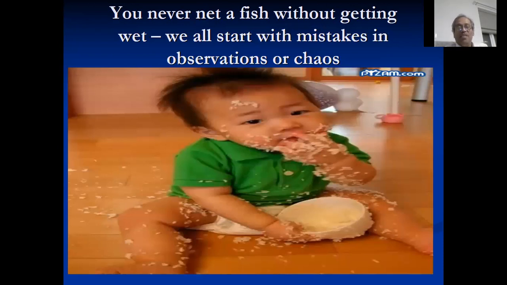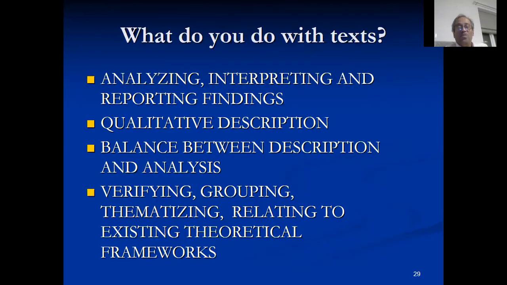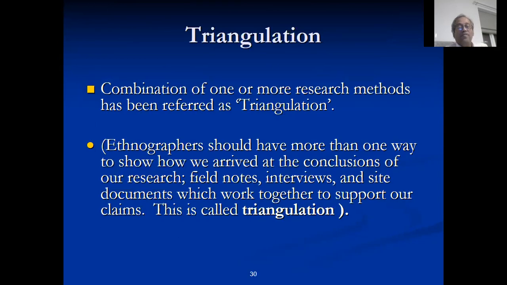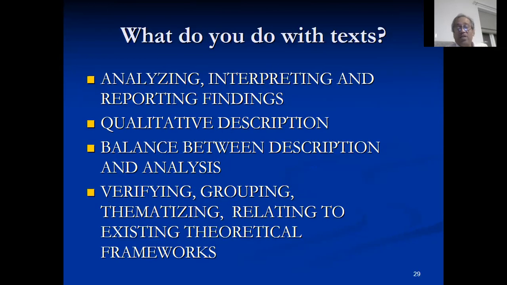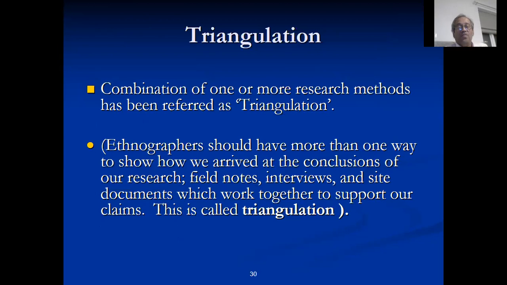We all start with mistakes in observation, our chaos. So what do you do with the text? You have to analyze, interpret, and report the findings. You have to have a qualitative description and a balance between description and analysis. Analysis you must keep. You have to group together, thematize, and relate to the existing theoretical framework. You may use some of the existing theories, and also qualitative data analysis. Nowadays, software is available, and grounded theory is something you can use, and thematic studies that you can use.